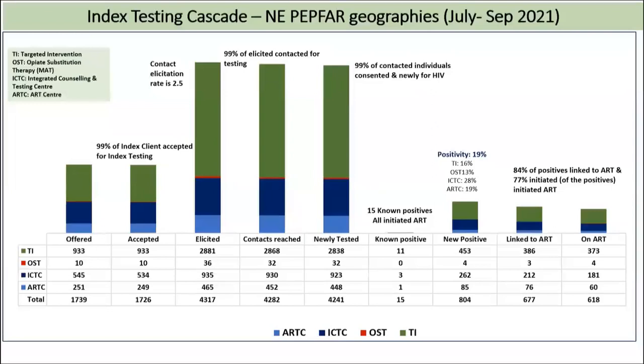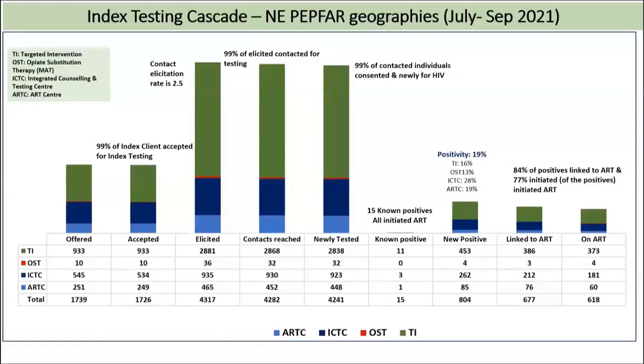It should be done at other facilities also, because there are high chances some people can be missed at ICTC from offering index testing, from eliciting their contacts and getting the status of their partners or their children. The counselors were able to get more than 2, like 2.5. If you can see the contact elicitation bar, it was 2.5. It means counselors were able to get the details of more than 2 contacts from each client. So the average contact elicitation rate is 2.5.